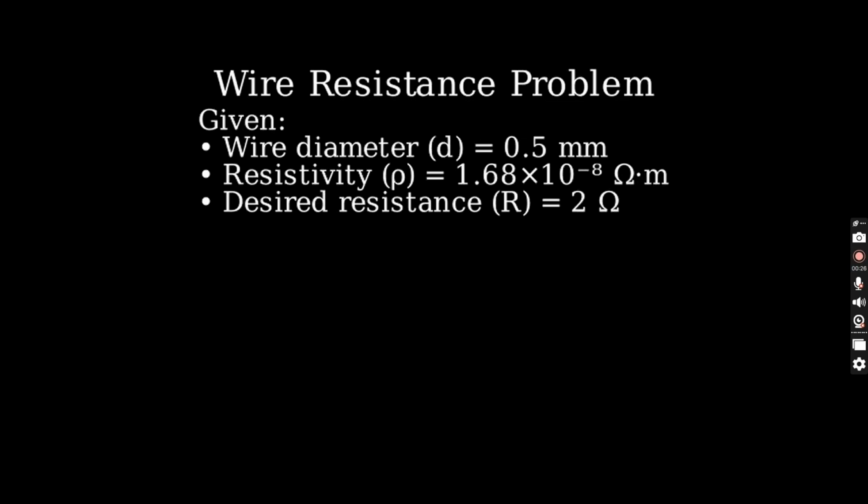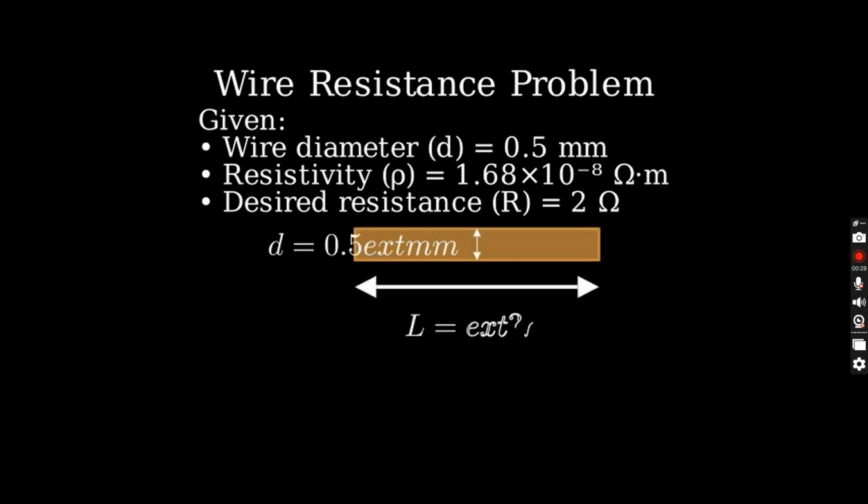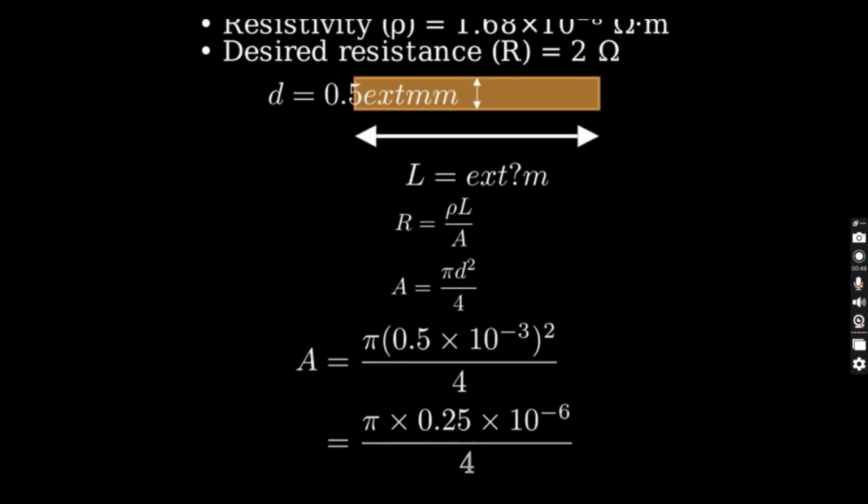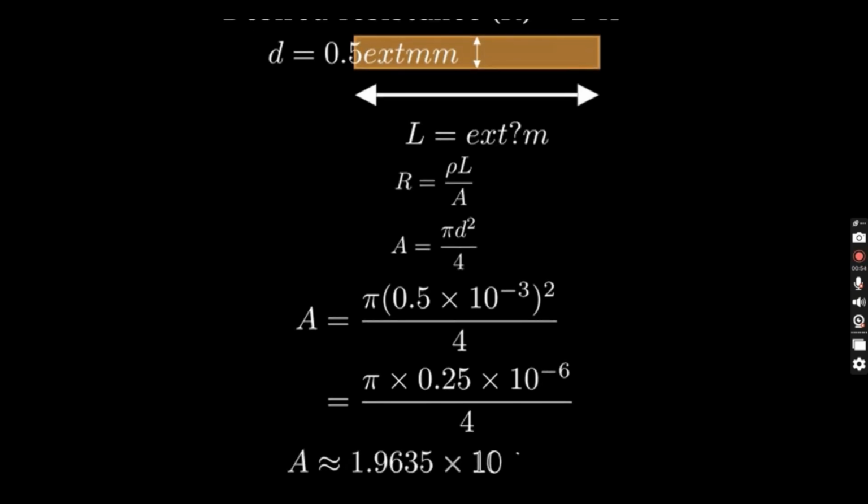Let's start by visualizing our wire. Here's our copper wire with diameter D. We need to find its length L to achieve our desired resistance. To solve this, we'll use the resistance formula. Resistance equals resistivity times length divided by area. For a circular wire, the area is pi times diameter squared divided by 4. Let's calculate the area first. We plug in our diameter of 0.5 millimeters, making sure to convert it to meters. This gives us an area of approximately 1.96 times 10 to the negative 7 square meters.